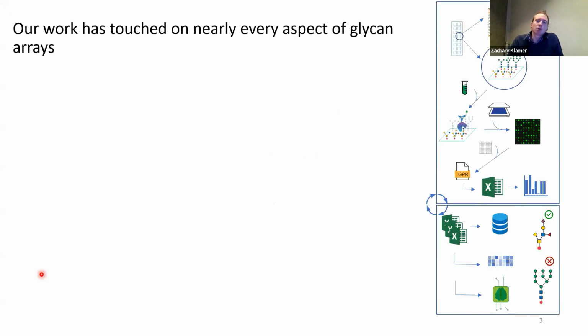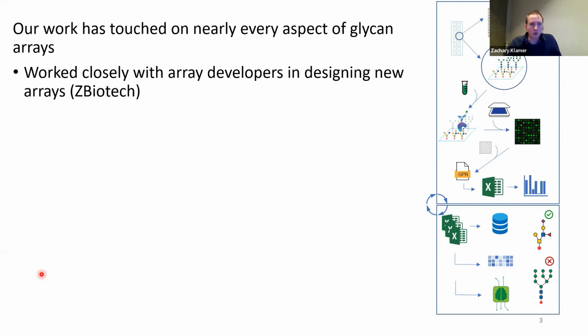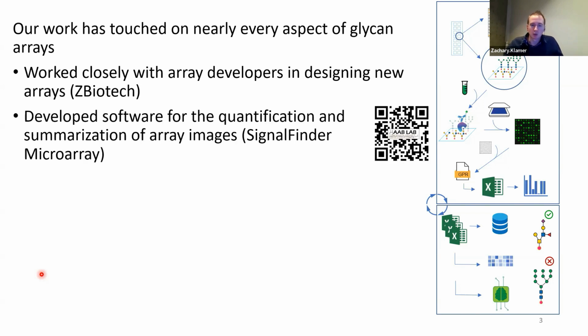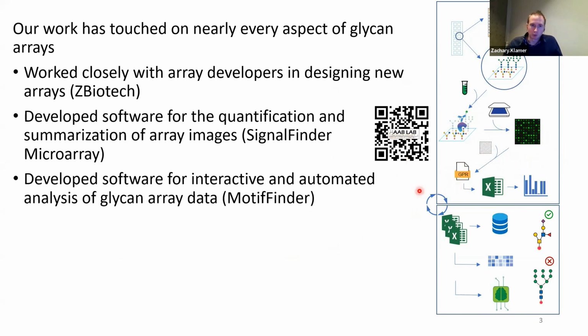Our work leading up to CarboGrove has touched on nearly every aspect of glycan array data. We've worked closely with array developers to design new arrays or to expand on the arrays that are already there to increase the coverage of the glycans in those arrays. We developed software for the quantification and summarization of array images. It's a single finder microarray tool. I'm not talking about that here, but you can find that on our tools page. We developed software for the interactive and automated analysis of glycan array data. That's the motif finder tool, which is sort of the engine which powers the CarboGrove database, as we'll see later.